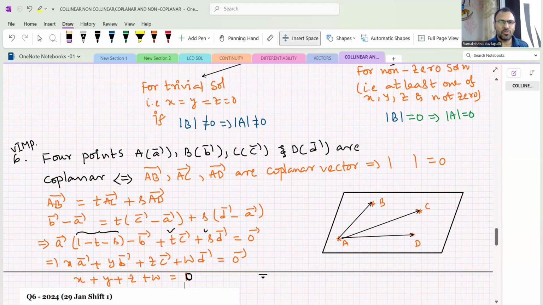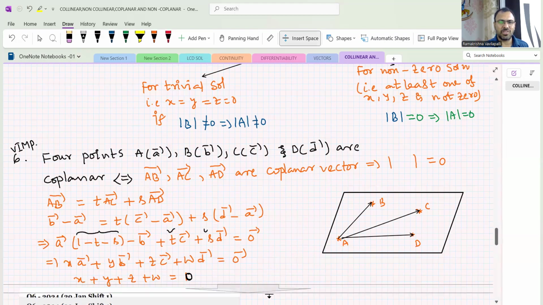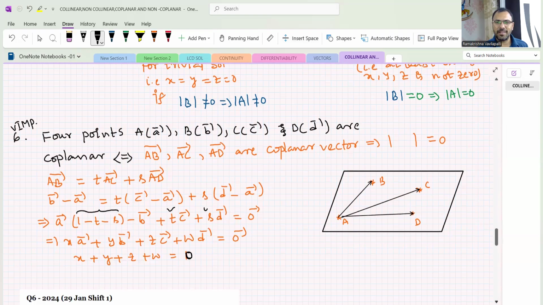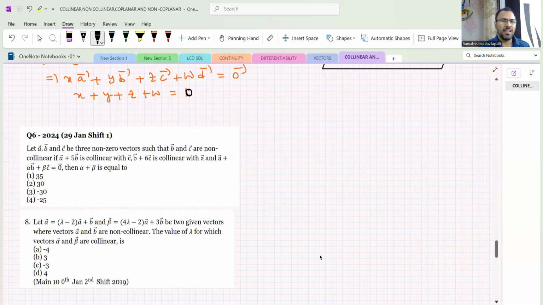Now, I'm going to solve a few previous JEE Mains questions. First question is based on collinear vectors. Read the question clearly. A bar, B bar, C bar are non-zero such that B bar and C bar are non-collinear vectors. If A bar plus 5B bar is collinear with C bar.